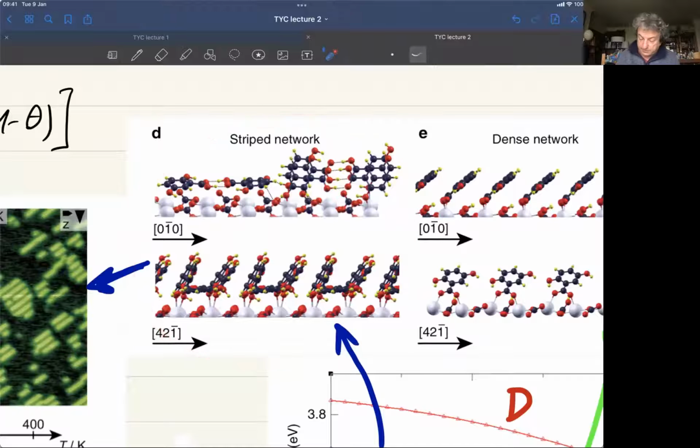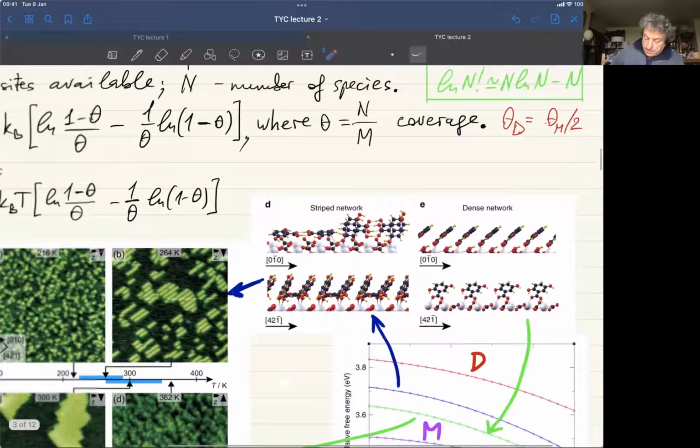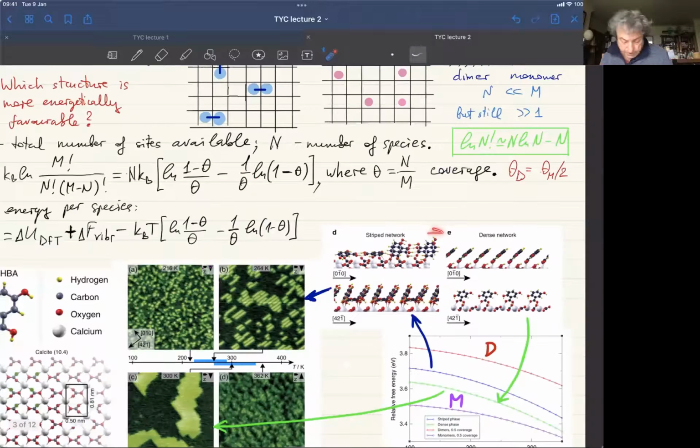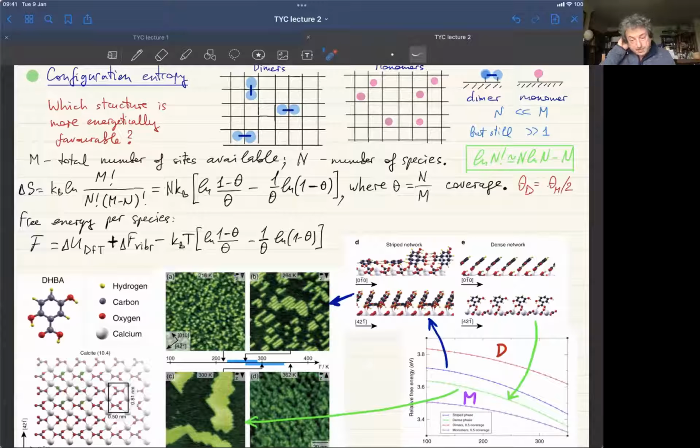It doesn't really matter what it is. With a dense network, is another network in which molecules all stand upright. In this structure, the molecules are bound to each other with hydrogen bonding. Here, it's a bit more complex. But the idea of this work was to show how this transition actually happens.